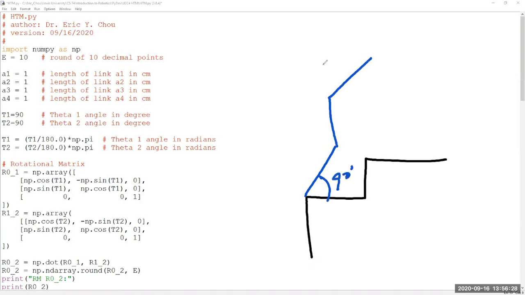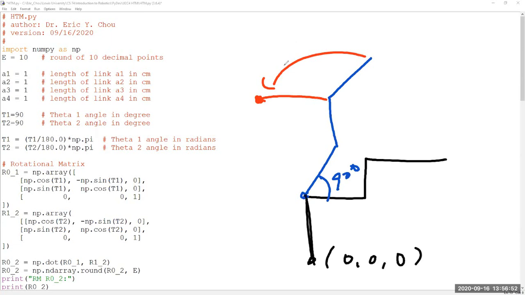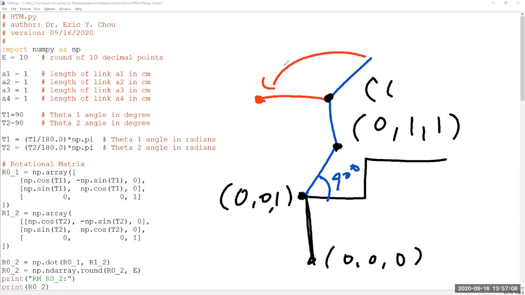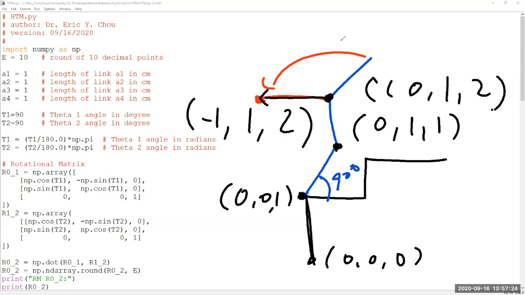So here we have a 90 degree turn. I do not use the right angle on the chart because I want to show you how it turns. And this one again turns 90 degrees, so it will turn another 90 degrees from here to here. Let's assume this one is 0, 0, 0, and we turn over here. This point should be 0, 0, 1, this point here should be 0, 1, 1, and this point over here should be 0, 1, 2, and this point over here should be -1, 1, 2. Okay, so that's the final coordinate we should get.